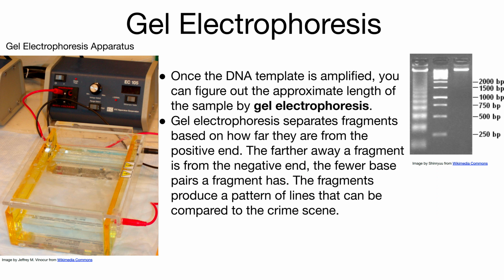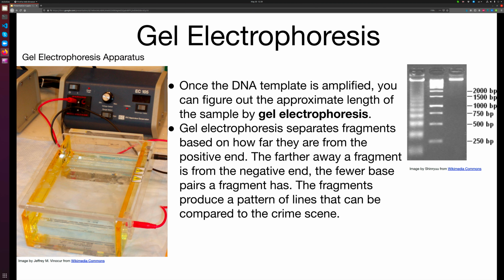So gel electrophoresis. We use gel electrophoresis in forensics. Once the DNA template is amplified, you can figure out the approximate length of the sample by gel electrophoresis. Gel electrophoresis separates fragments based on how far they are from the positive end. So let's say on the very edge, on the second image, there's a mark of 2,000 base pairs. And let's assume that all the marks are stripped away from this ladder except the 250 base pair mark.